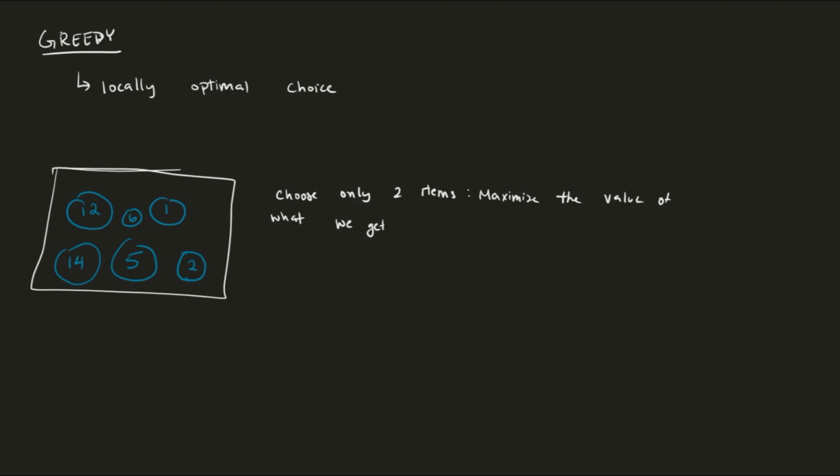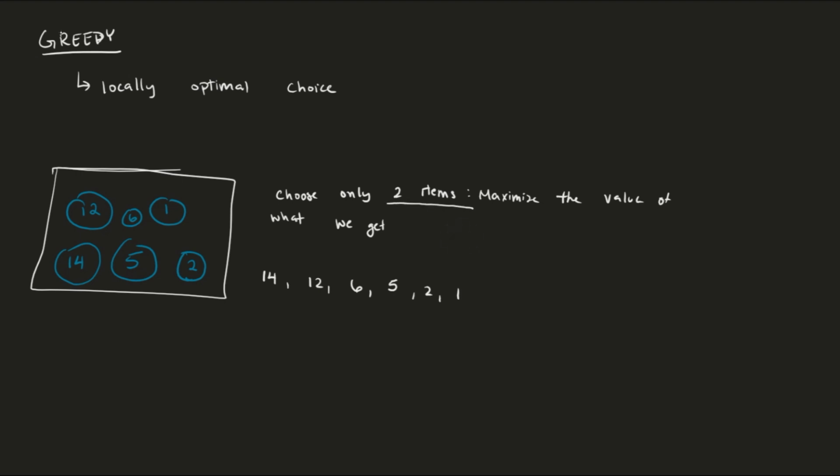Well, you can do this in the brute force kind of way, saying every possible combination of 2, see which combination of 2 has the highest value, and then that's our solution. But we're doing a lot of unnecessary calculations. In greedy, we can make the locally optimal choice, where first we have all our items and we sort them: 14, 12, 6, 5, 2, and 1.